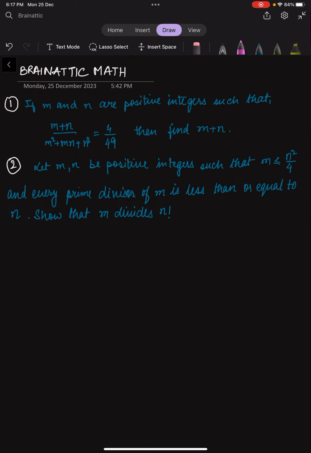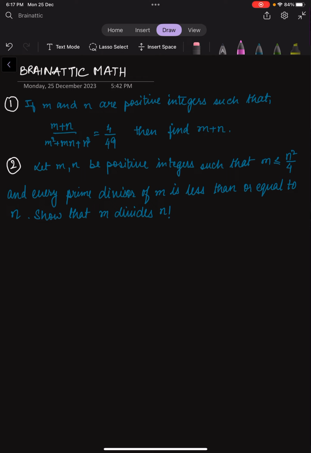So we have two questions over here. The first question says that we have two positive integers m and n, and the relation between the two is given as (m plus n) divided by (m square plus mn plus n square) is equal to 4 by 49. Then find m plus n.